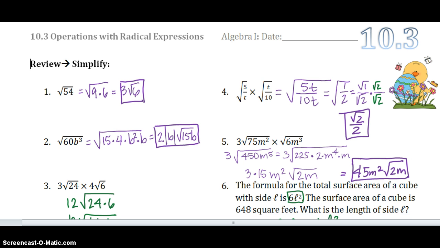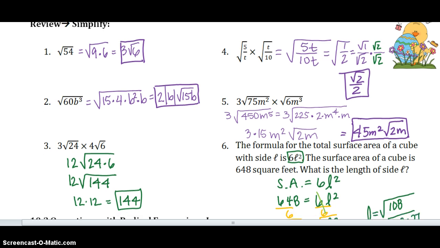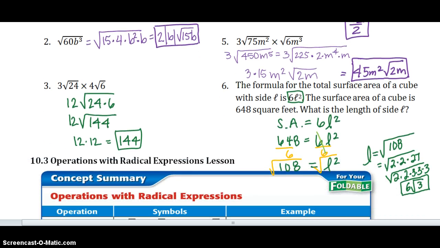I'm going to try to scroll down. It keeps jumping. Okay, there's number 6. And there are the worked out solutions.